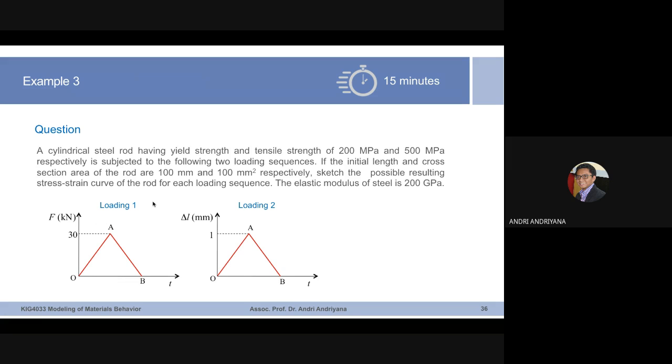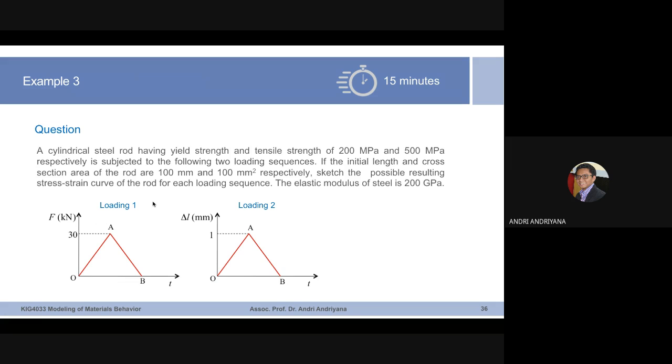2 weeks ago, we learned about, we have a metal, for instance. The properties are given, yield strength and tensile strength. So two samples, one is subjected to loading 1. The other sample is subjected to loading 2. Loading 1 is force control, so we impose force. In loading number 2, it is displacement control. Okay, so you impose displacement as a function of time.